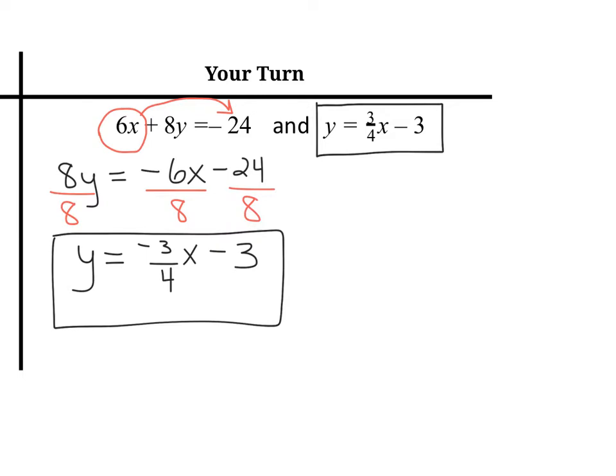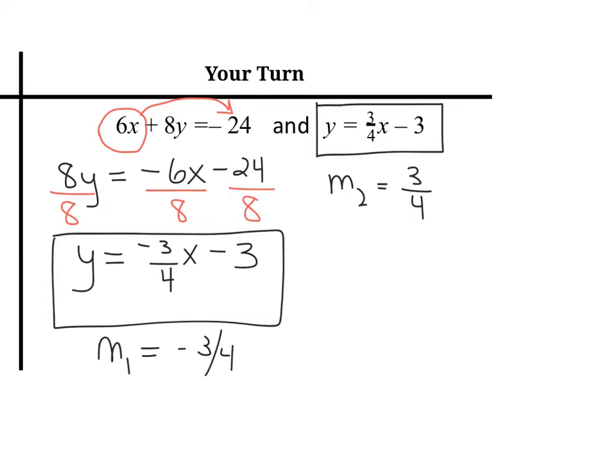So now we're ready to go ahead and compare the slopes. In equation number 1, the slope is negative 3 over 4. So I'm going to write that down. My M1 is equal to negative 3 over 4. And in my second equation, my slope is positive 3 over 4. So I'm going to write that down. M2 is equal to 3 over 4.